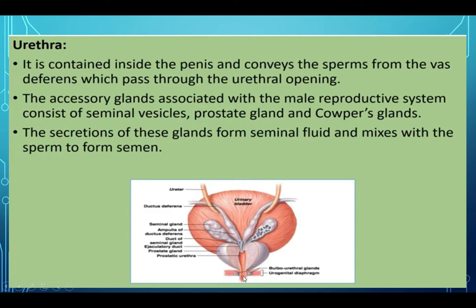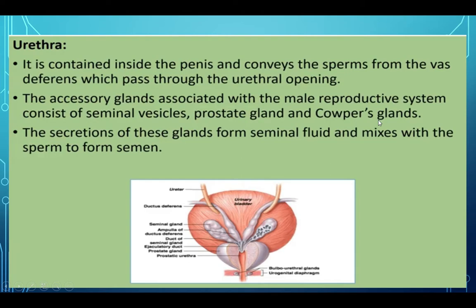And already I told you the accessory glands are associated with the male reproductive system. They are the seminal vesicle, prostate gland and Cowper's gland. So what are the accessory glands? Remember children, seminal vesicle, prostate gland and Cowper's gland.